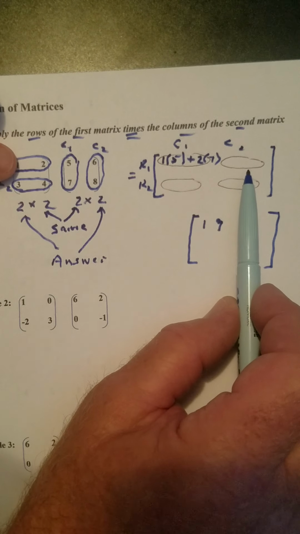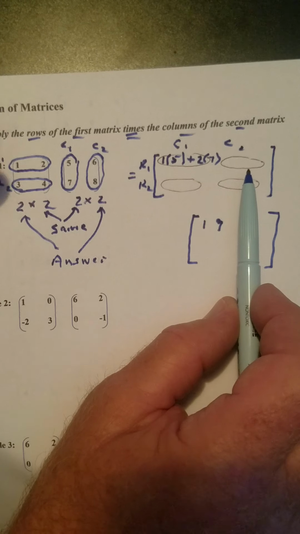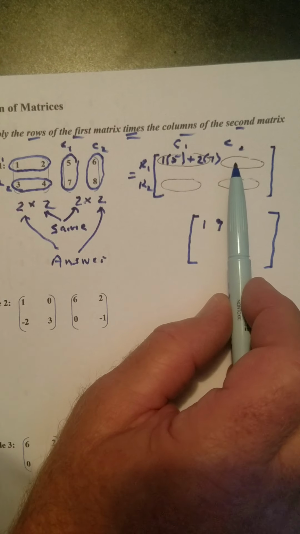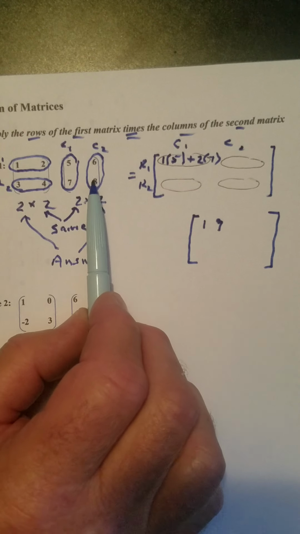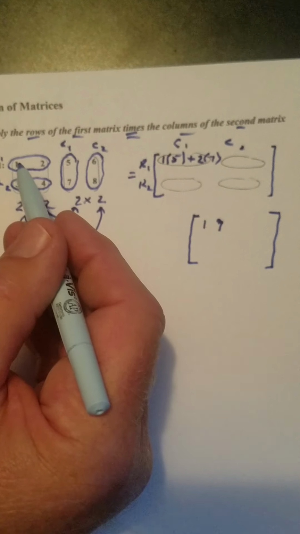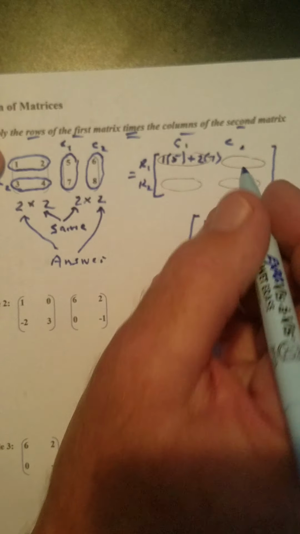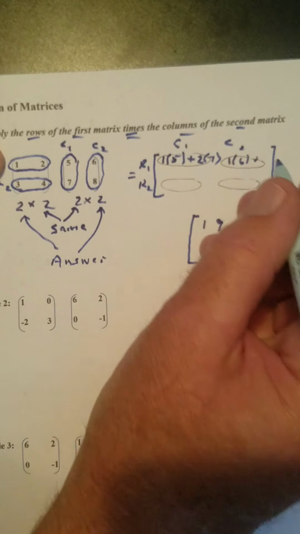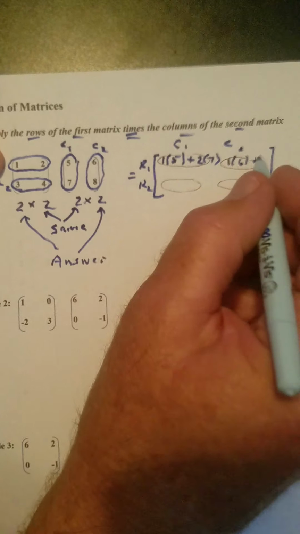So let's go to the second one, the second entry. That's going to be row 1, column 2. So I'm going to take row 1 over here times column 2. The first number here is a 1, the first number there is a 6. So 1 times 6 plus, I'm going to run out of room, 2 times 8.